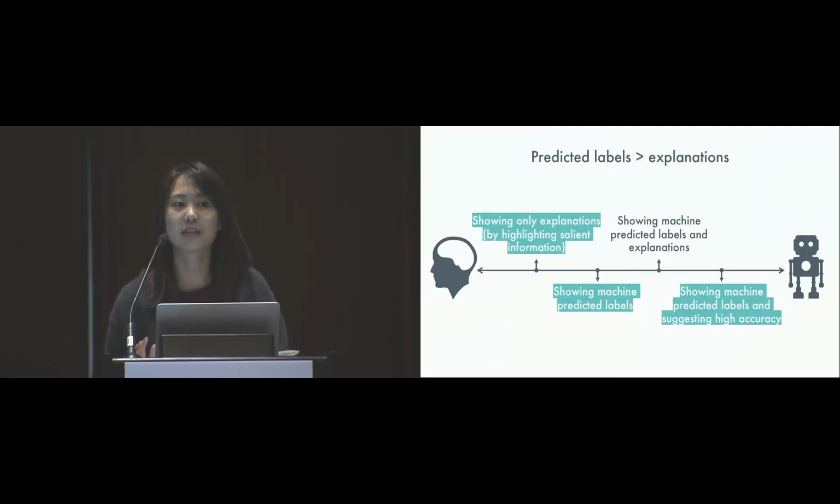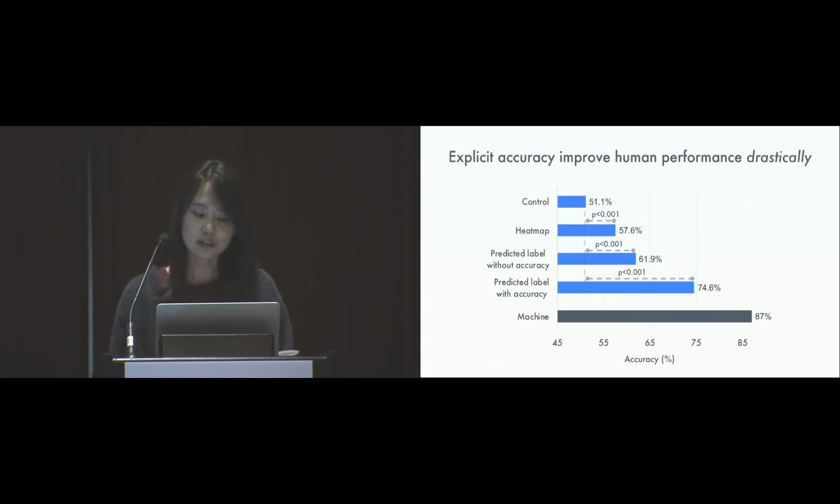Next, we introduce predicted labels. We expect that people do better than with only explanations, but the question now is how much better, how big the performance gap will be. Our results show that predicted labels are more effective than showing just explanations. In fact, human performance improved drastically with predicted labels and an explicit statement of machine accuracy.